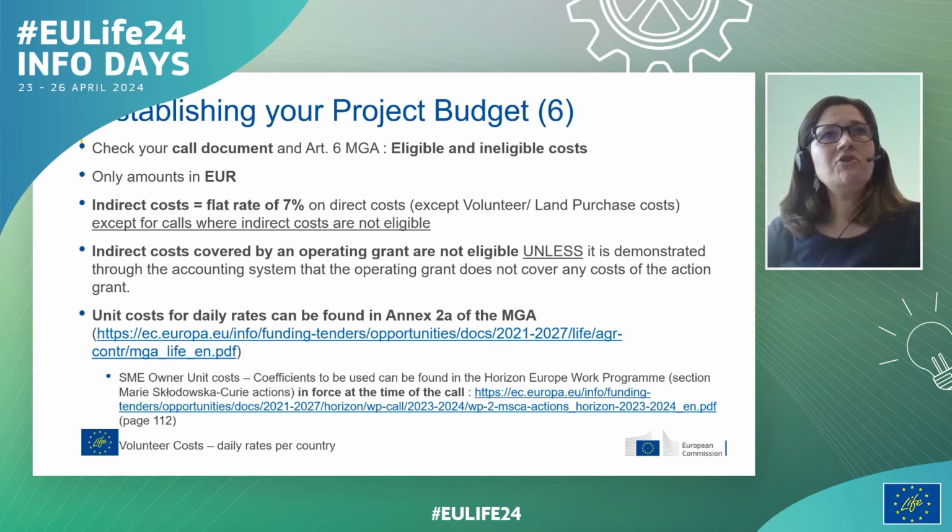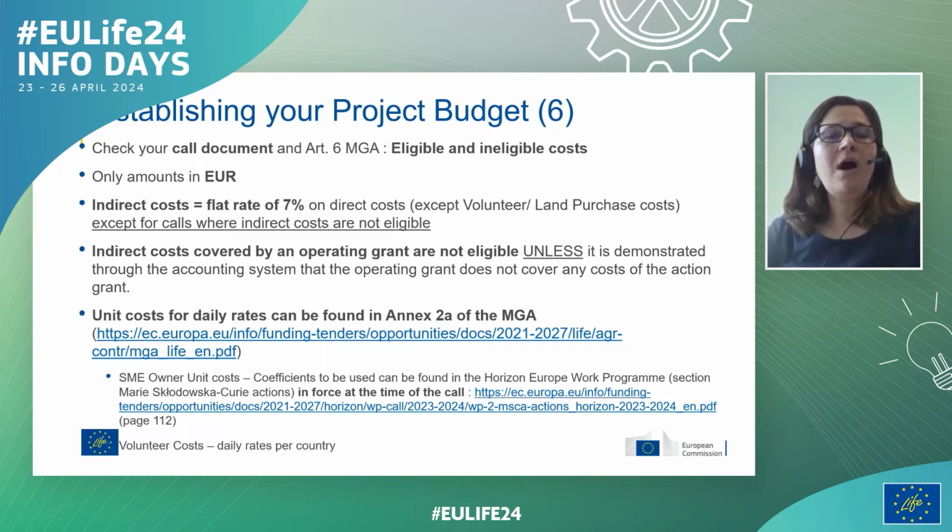So how do you go about this? First thing is check the call document. What is eligible, and very important as well, what is not eligible? Always indicate in euros your costs. You have an indirect cost, a flat rate of 7%. This is over all the direct costs except volunteer and land purchase. Except where the calls where this is not allowed, of course.